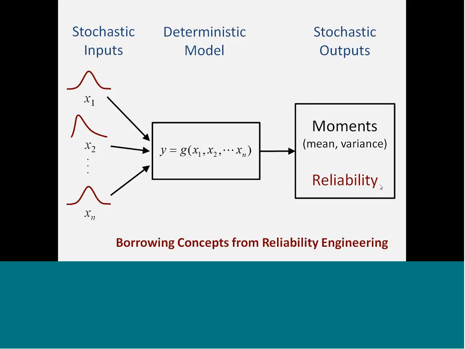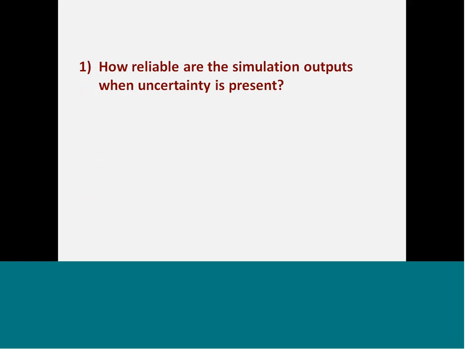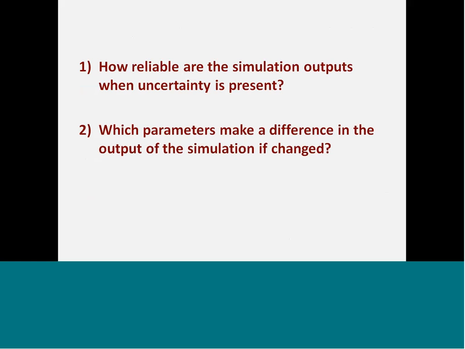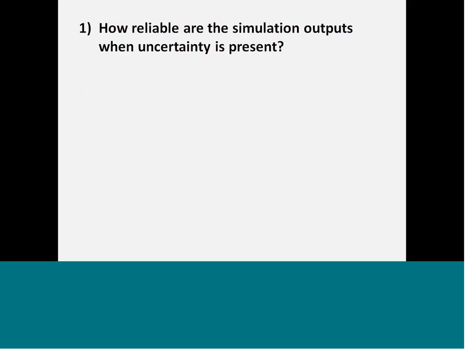We're borrowing these concepts of confidence and reliability from this field, which has traditionally been in structural engineering and failure criteria. And so here are the two main questions we're dealing with. The first is, how reliable are the simulation outputs when uncertainty is present? Or in other words, think of it as, how likely is it that the results that we have are actually correct? And then second, which parameters actually make a difference in the output of the simulation if we change this parameter? So this is a question of sensitivity.